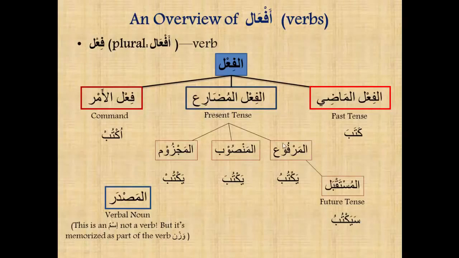Al-fi'l al-mudari' al-marfu'. Now in this lesson we'll be learning finally the mansub and the majzum cases for the present tense. We'll also be discussing those special conditions, or as I like to call them, those special factors that require us to use the mansub and the majzum cases. And we'll also be learning the markers, the alamat, for the marfu', the mansub, and the majzum. And finally, we'll be taking a look at the Arabic verbal noun, the masdar.